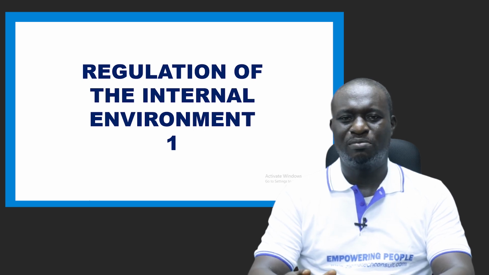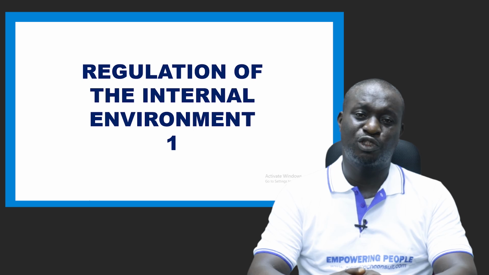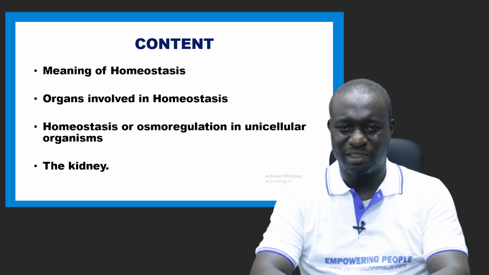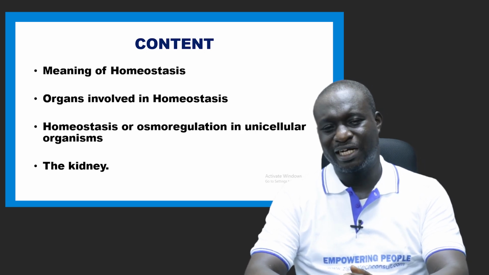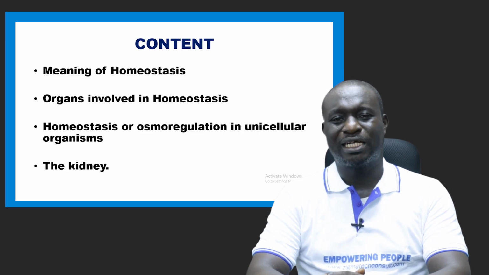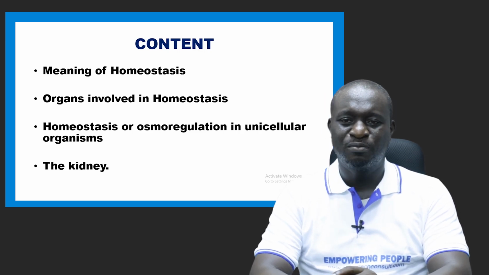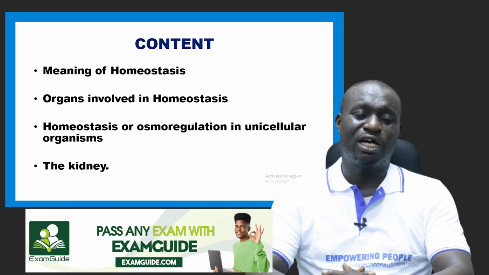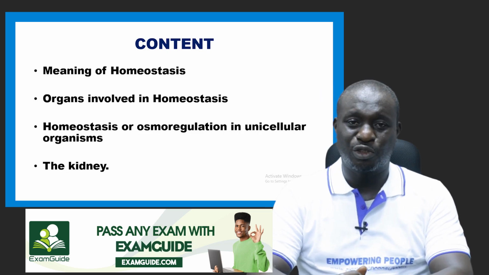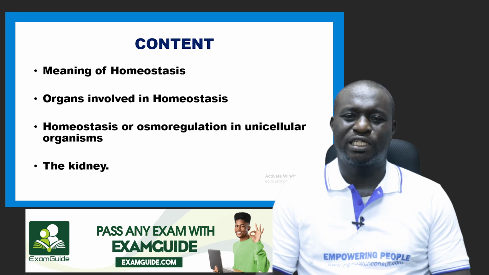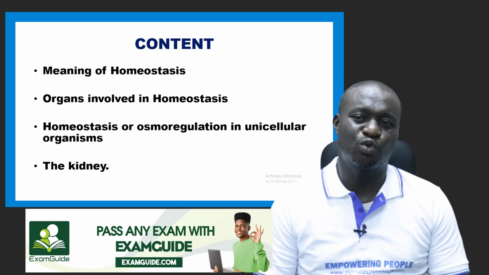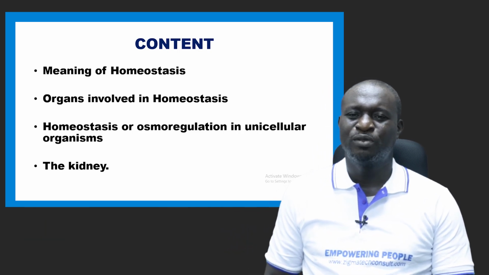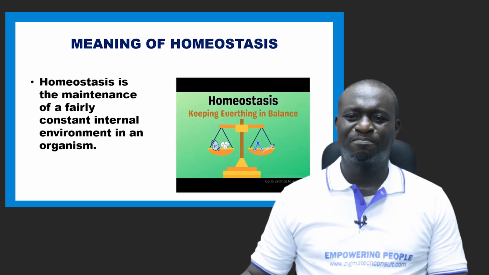Now, in this first shoot of this topic on regulation of internal environment, we will be looking at some of the contents like the meaning of homeostasis. We've already discussed what regulation of internal environment is. We'll also be looking at organs involved in homeostasis. We're also going to be talking about homeostasis or osmoregulation in unicellular organisms. We're going to see what osmoregulation is all about. We are also going to be discussing the kidney. We're going to talk about the kidney as one of the organs that is actually responsible for regulation of the internal environment. Now, if you're ready, let's begin.